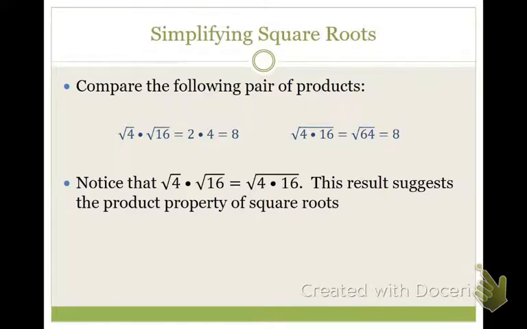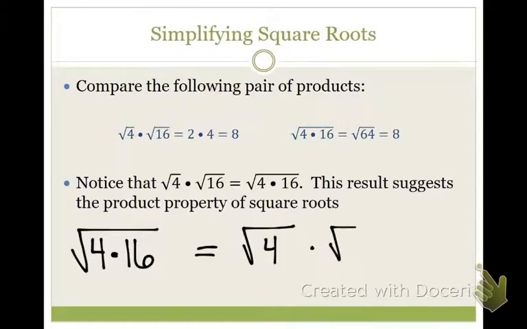The first thing I need you to understand is that the square root of 4 times 16 is the same thing as the square root of 4 times the square root of 16. Basically, I can break it up into separate square roots, so I can take the square root of part of the expression. Whether it's under one radical or two radicals, it's the same thing. And you need to know what a radical is. That's the square root symbol.